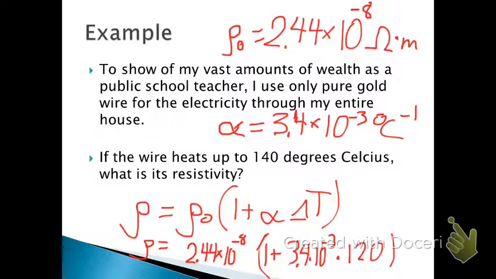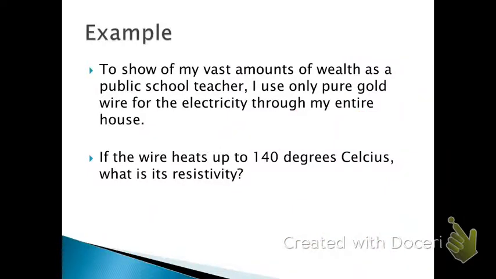So, plugging in that 120 for delta T, times 3.4 times 10 to the negative 3 for alpha, add that to 1, and multiply the whole thing by 2.44 times 10 to the negative 8 ohm meters, I should find a new resistivity of 3.44 times 10 to the negative 8 ohm meters. Cool. So, if I then knew a little bit more, if I knew the length of the wire, if I knew the diameter of that wire or the cross-sectional area, then I could just go in, plug in my new 3.44 times 10 to the negative 8 into rho times L over A, and find the total resistance, which is ultimately what matters for these wires.